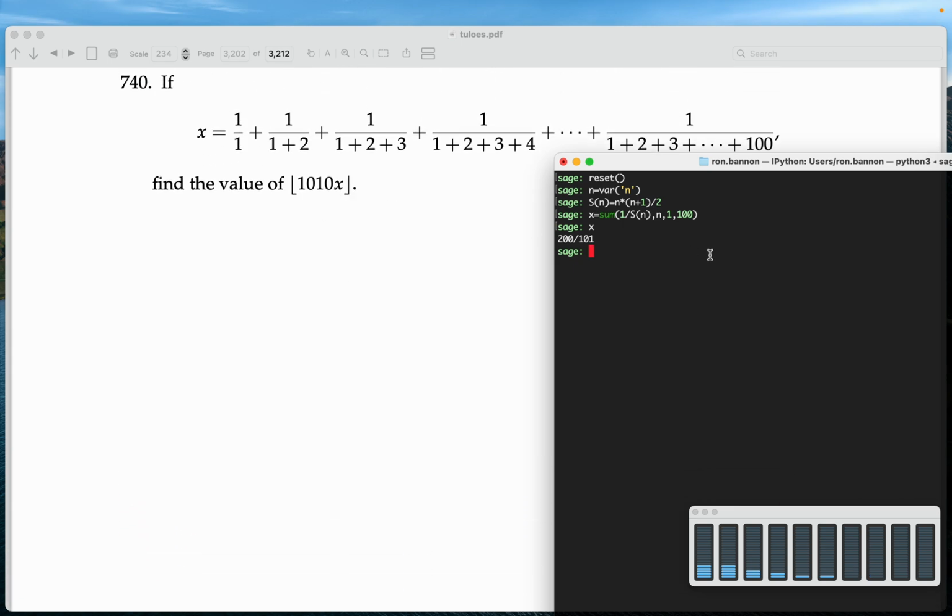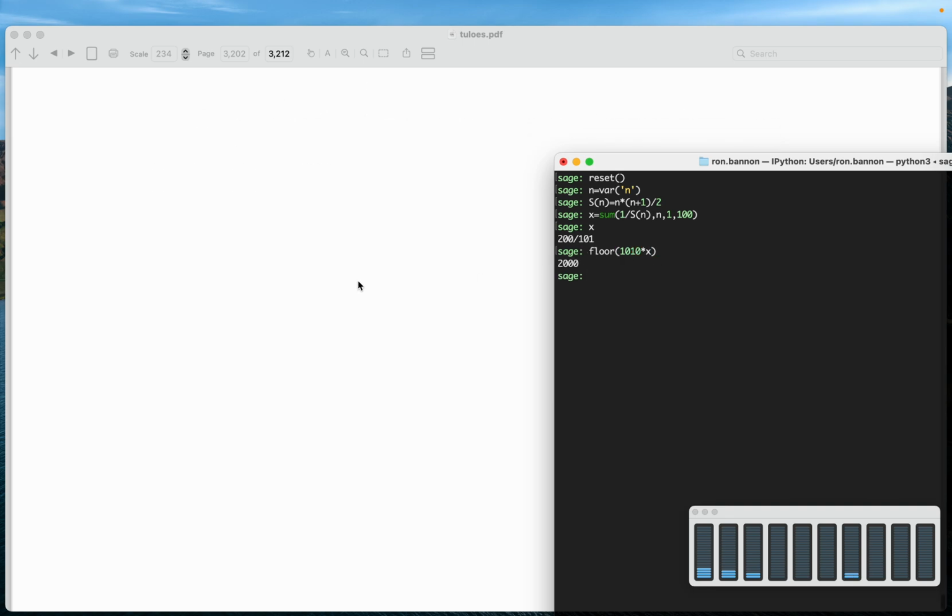Now, I know what x is, so I'm going to just simply say floor, and then I'm going to type in 1,010 times x. And what do I get? 2,000. Is that the answer we got?